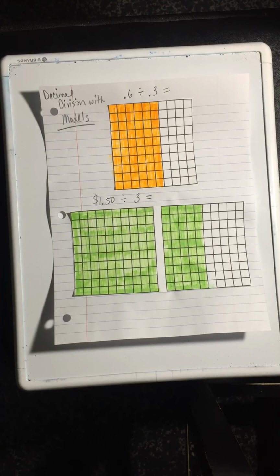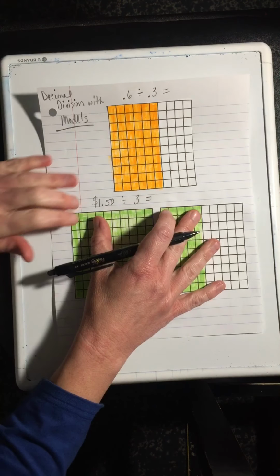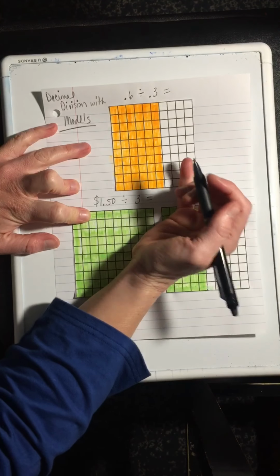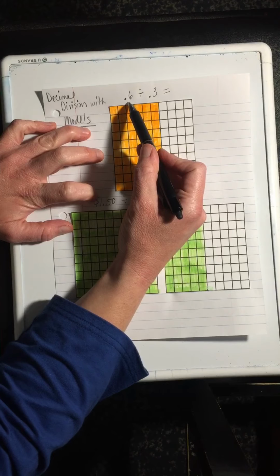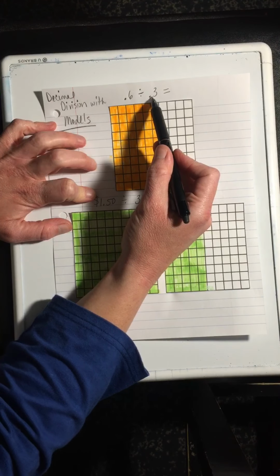All right, so what we're doing today is decimal division with the models. I wanted you guys to see this happening in the models. This is what your activity is going to be about this week. I've already started my paper so that we wouldn't waste time on that. In this first model, this is the problem I'm going to be solving: 6/10 divided by 3/10.